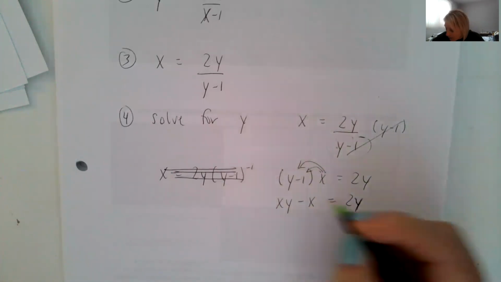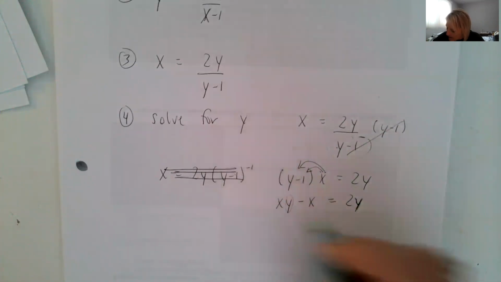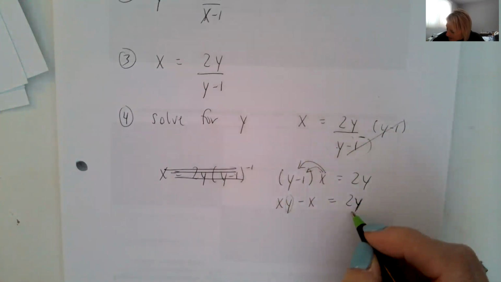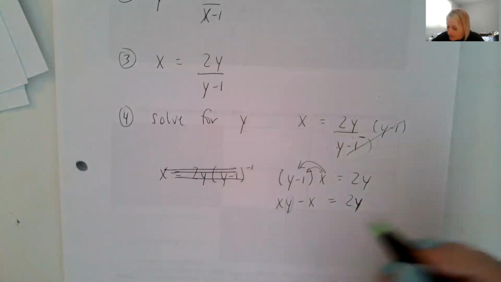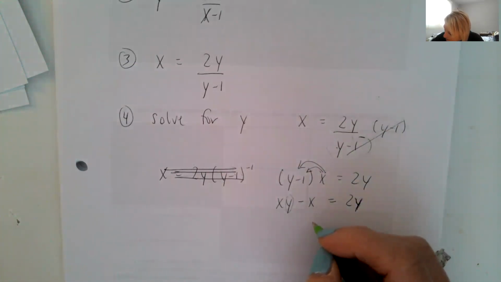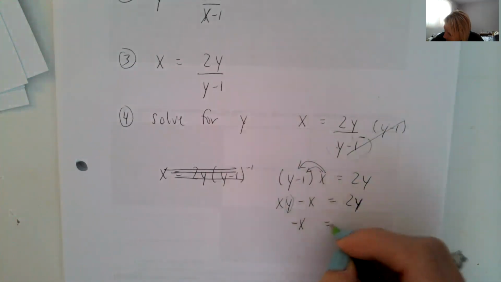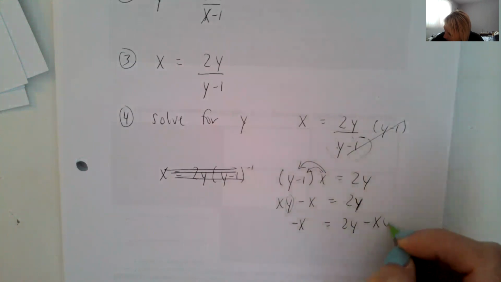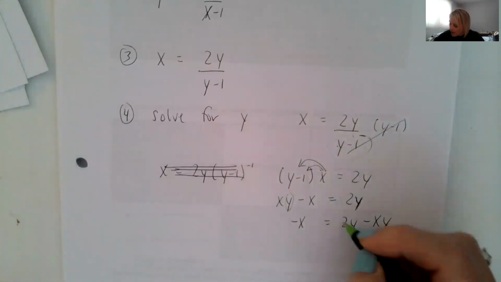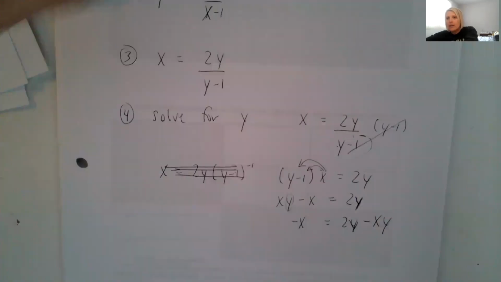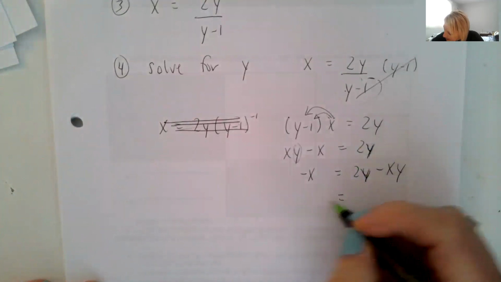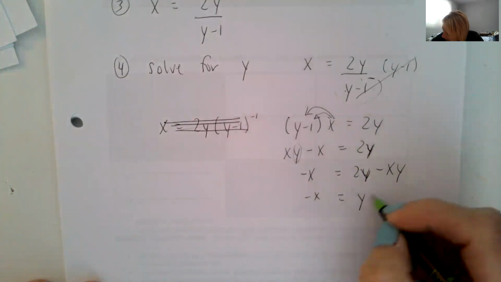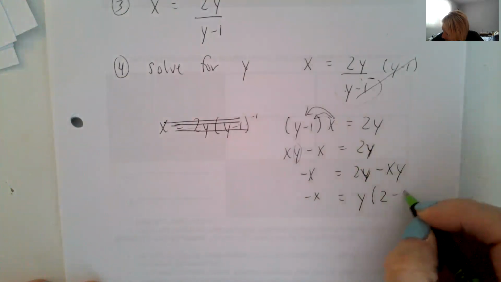And then we're trying to solve for y. So let's get all the y's to the left. Well, actually, let's just move all the y's to the right. So we'll have a negative x, and then we'll have 2y minus xy. We don't know what x is. That's okay, because we are solving for y. So because we want to solve for y, let's factor out the y. So we have y times 2 minus x.